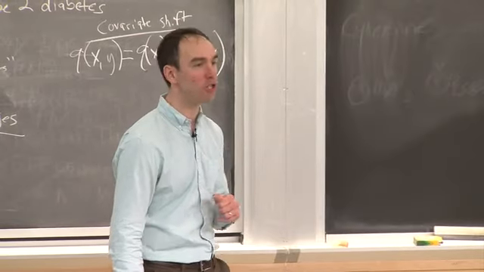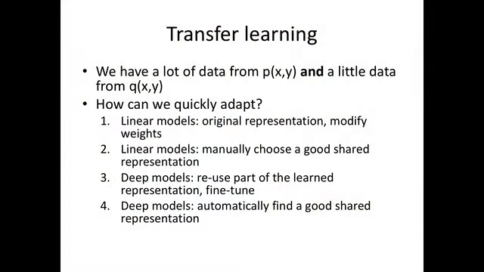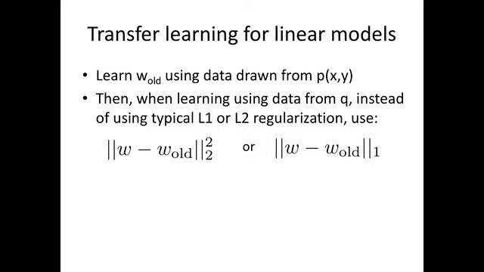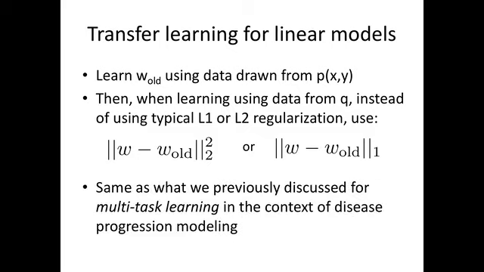So I'll walk through 4 different approaches to do so. I'll start with linear models, which are the simplest to understand, and then I'll move on to deep models. The first approach is something that you've seen already several times in this course. We're going to think about transfer as a multitask learning problem where one of the tasks has much less data than the other task. So if you remember when we talked about disease progression modeling, I introduced this notion of regularizing the weight vectors so that they could be close to one another. At that time, we were talking about weight vectors predicting disease progression at different time points in the future.